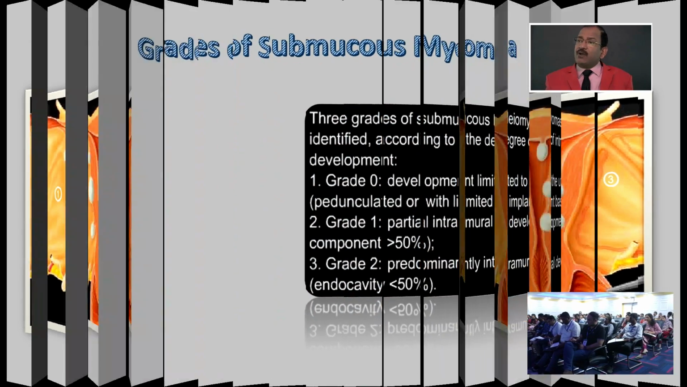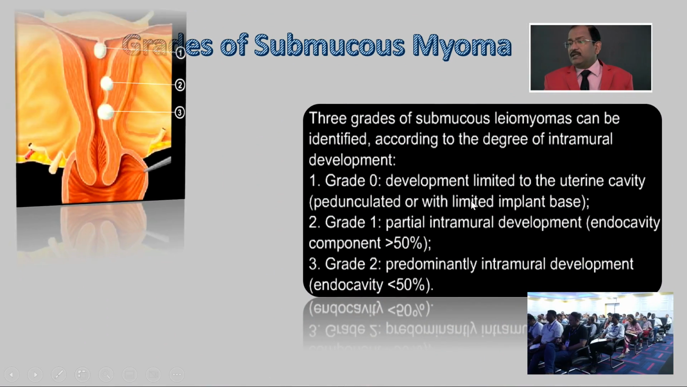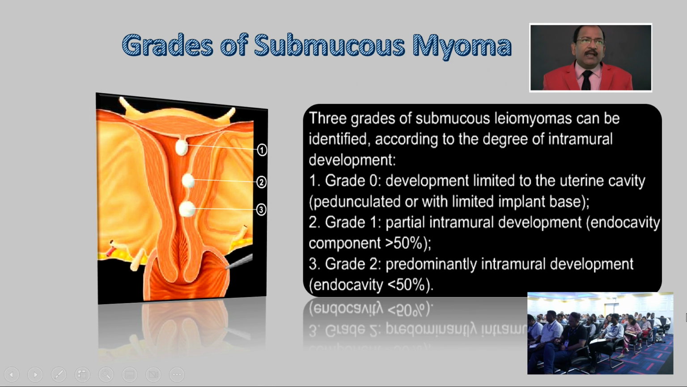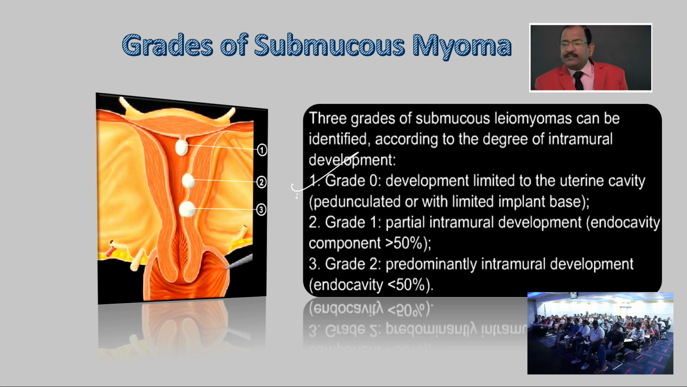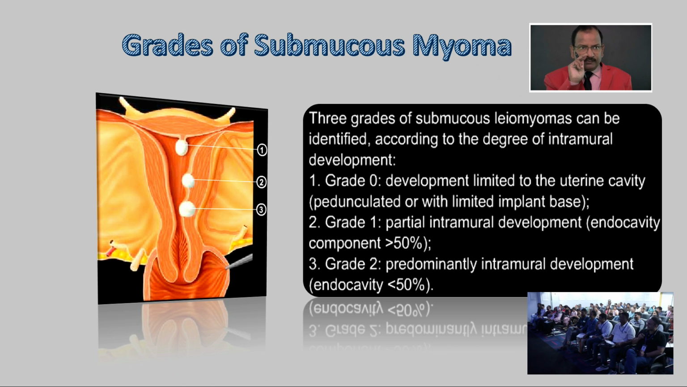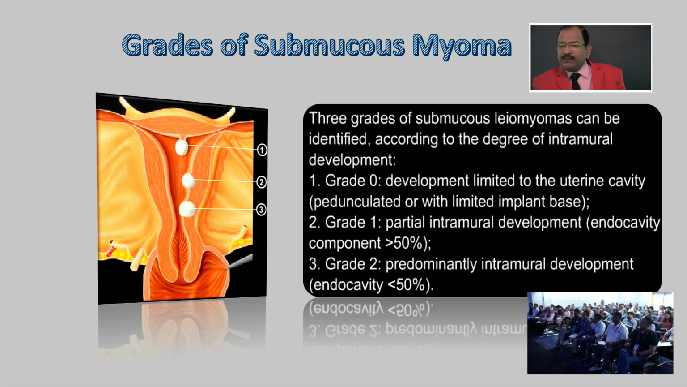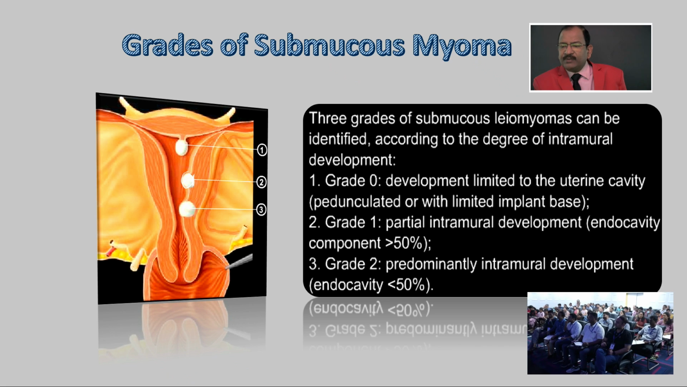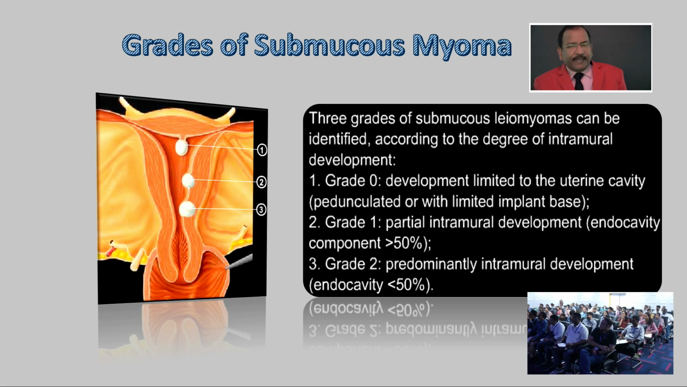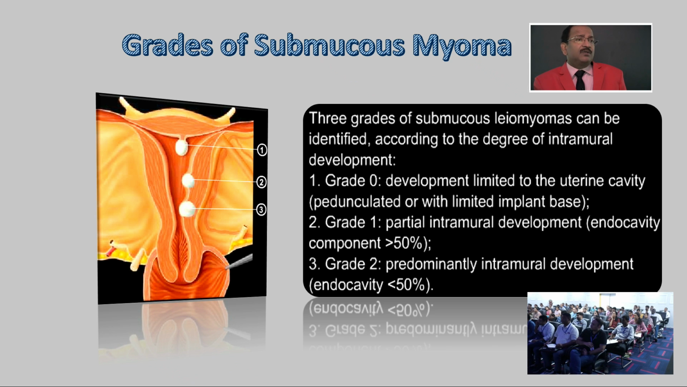Submucous myoma is also of 3 grades: grade 0, grade 1 and grade 2. Grade 0 is predominantly pedunculated intracavitary, 100% intracavitary. This is the best to perform by hysteroscopy. You can remove it in one session also. If it is grade 1, more than 50% is in the cavity, less than 50% in the muscle. It can be performed, some of them in one session or two.